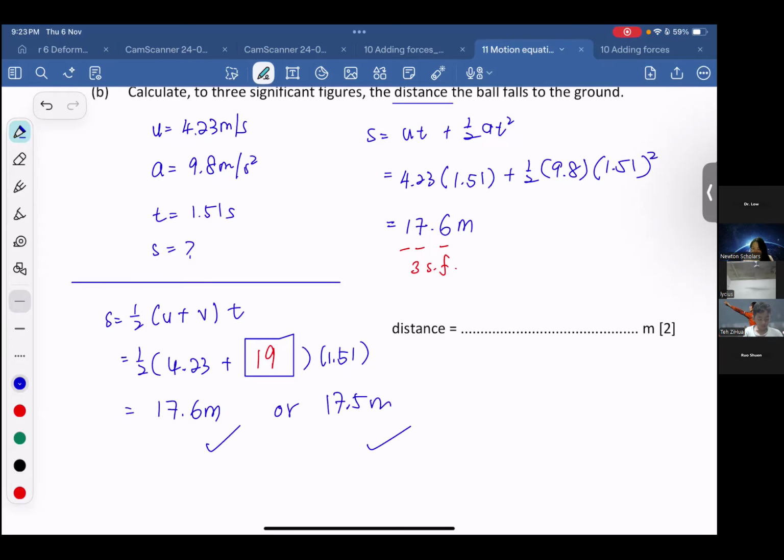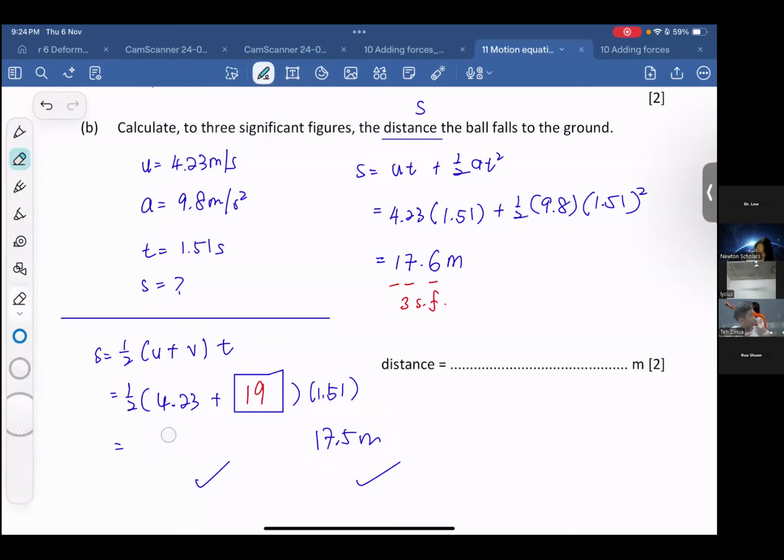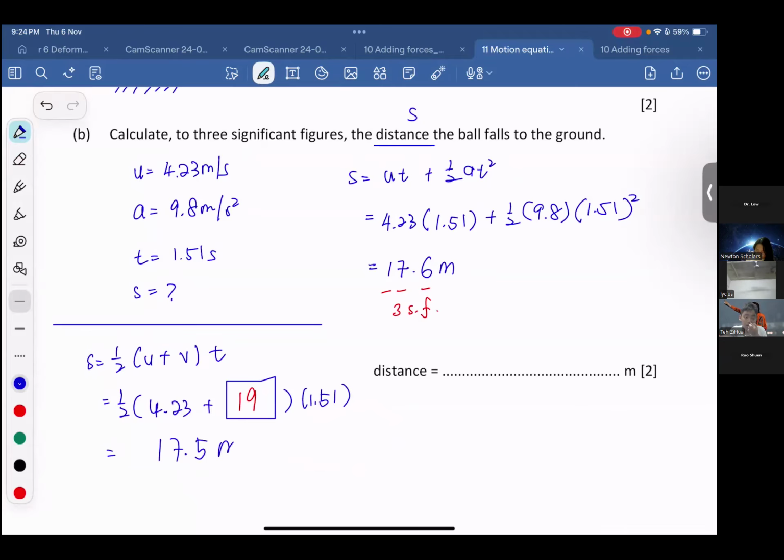My advice is we try to choose those information that are confirmed, not involving what you calculated just now. In case in your A you do it wrongly, then you carry the wrong answer to the second question B. I calculated already, the answer is 17.5. So this one, if you calculate using this, your answer should be 17.5 meter. So in the answer scheme, this answer is also acceptable.